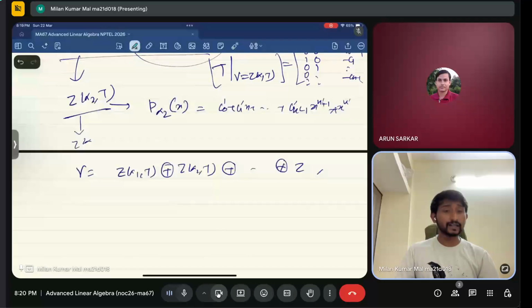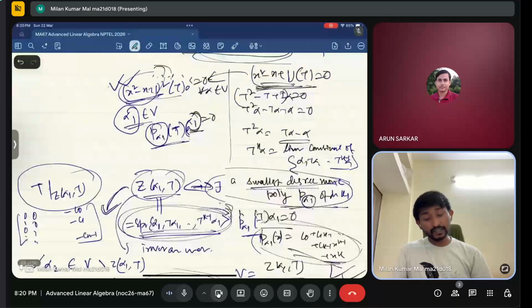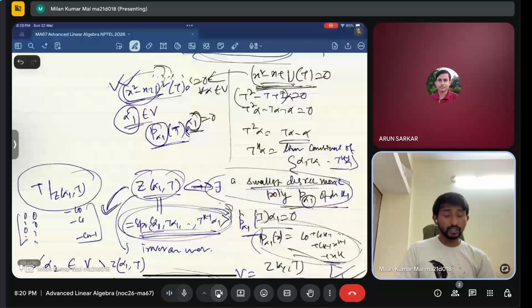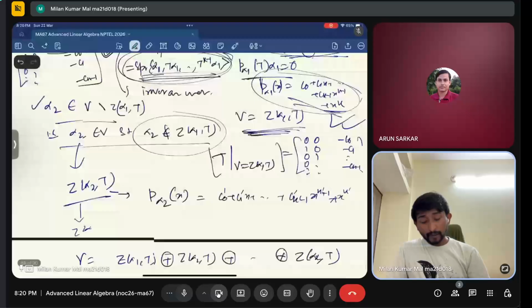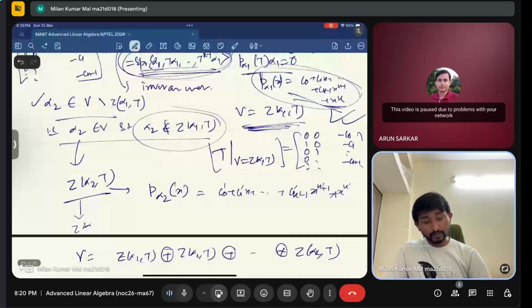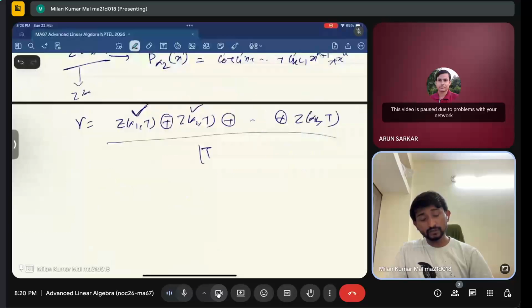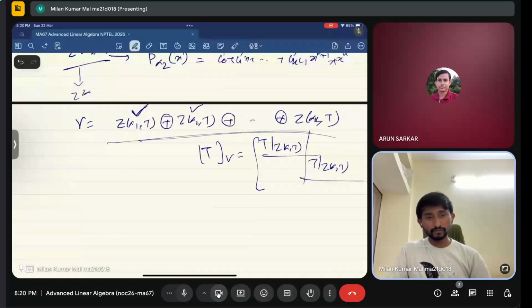So that means they must at least exhaust some point, right? So this is what is called the cyclic decomposition theorem. And as I have said, each of the spaces is actually invariant under T. So that means the matrix representation of T with respect to this decomposition will be T restricted to Z(alpha 1, T), T restricted to Z(alpha 2, T), and it will go this way. Note that.